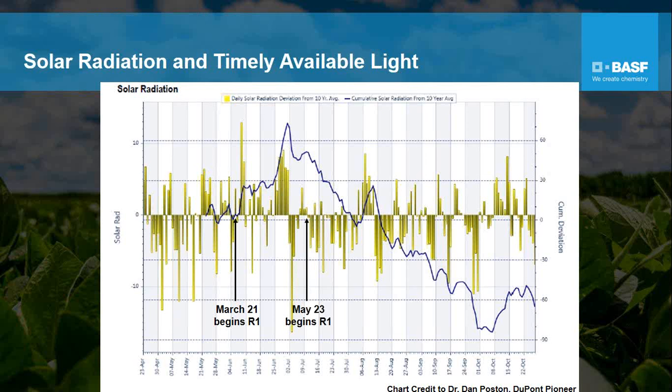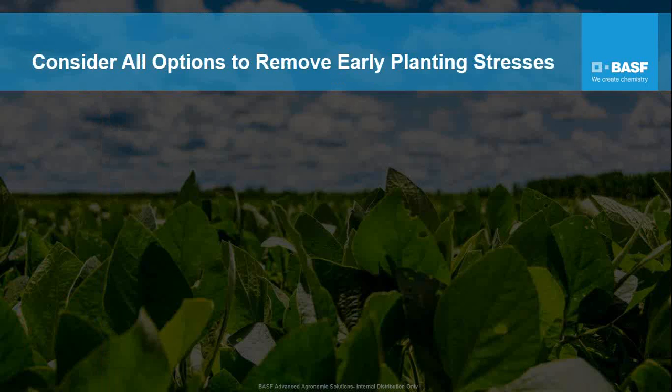Now compare that to May 23rd. They began R1 a little over a month later, on July 9th basically, and look at the month following the beginning of R1 on those May 23rd beans. Far below average solar radiation. Probably an influencing factor on why we saw such big differences in the yields on those two planting dates. That's some interesting info there.